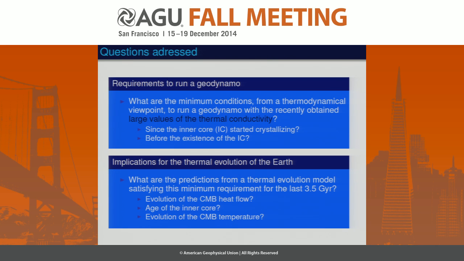One is, what are the requirements now, and what were the requirements before the inner core started to crystallize. And the second set of questions is, what are the implications of these requirements for the thermal evolution of the Earth's core, in terms of evolution of the CMB heat flow, age of the inner core, and evolution of the temperature at the CMB.